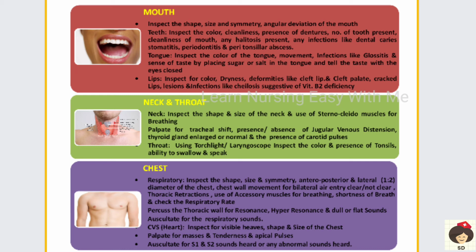Okay, so there are aortic area, pulmonic area and mitral area. And then there is the tricuspid area. So in these areas you have to check for the S1, S2 sound. Normally it should be heard, and some patients may also have abnormal murmurs. Okay, so these all you have to identify in the chest.